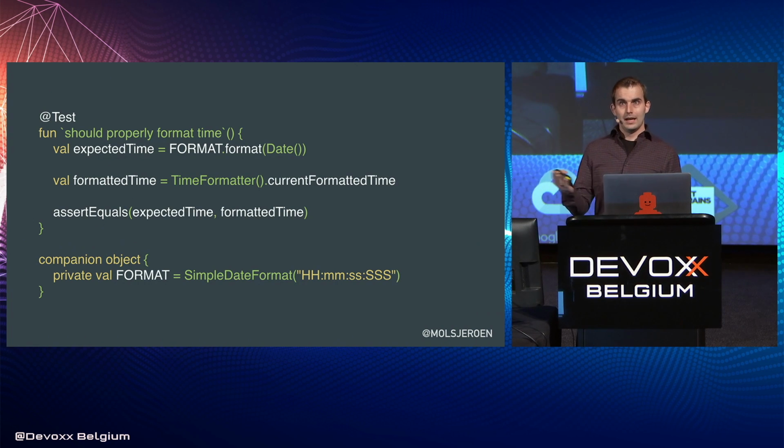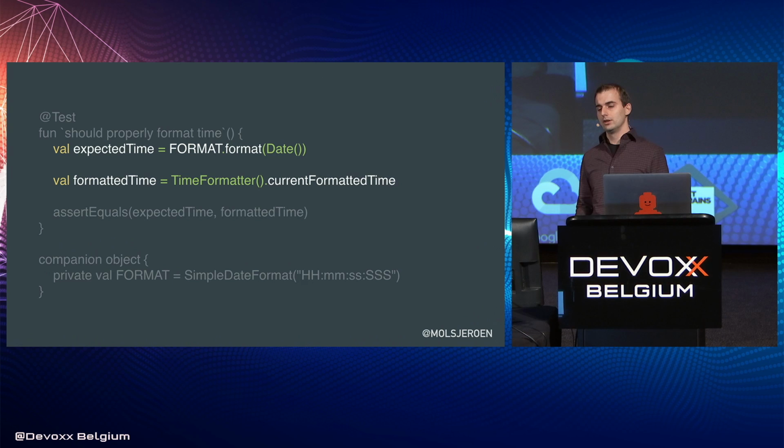Now, have a look at this test. It's a very simple test, actually. So what we do here, we just want to format the date and time to be able to log it or write it to some backend, doesn't really matter. And what this test does is, it first calculates what the output should be, and then we actually ask our time formatter to calculate the output for us. Well, if you run this test, it's going to pass.